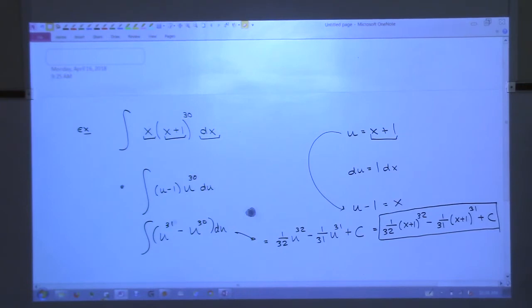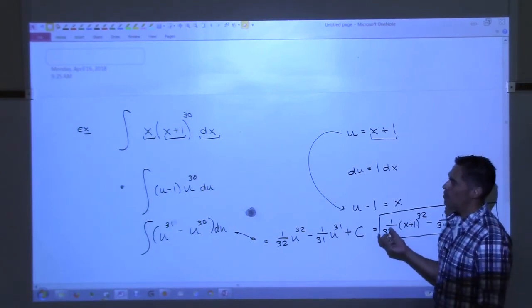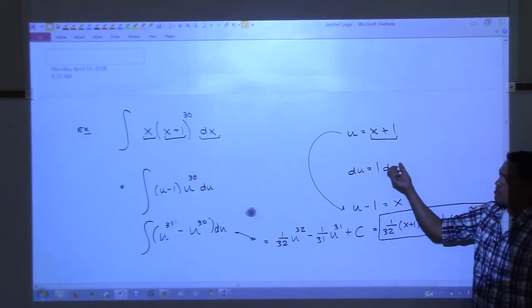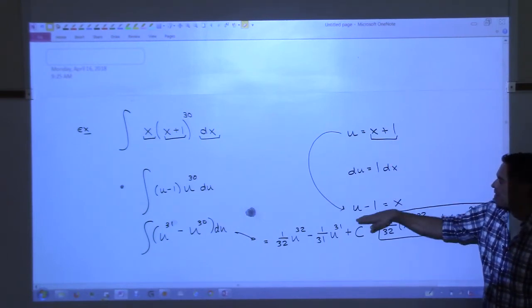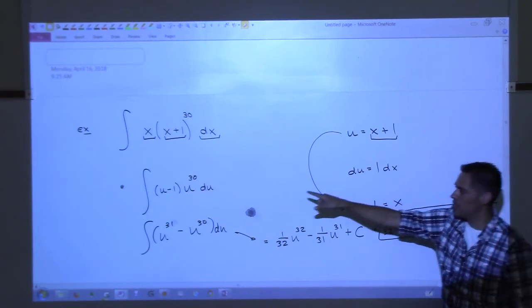That was an example. I showed you that because I wanted you to see an example where when you made the substitution, it wasn't real clear that it was going to work. But because of this step right here, it wound up turning it into something you could do.